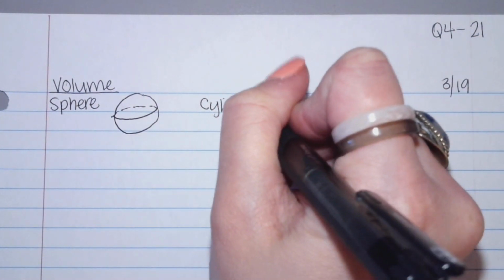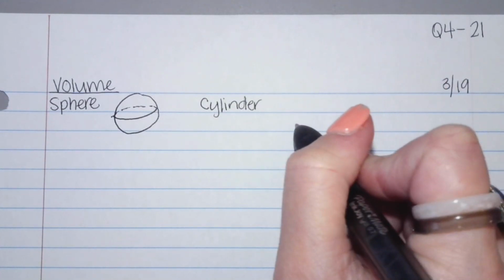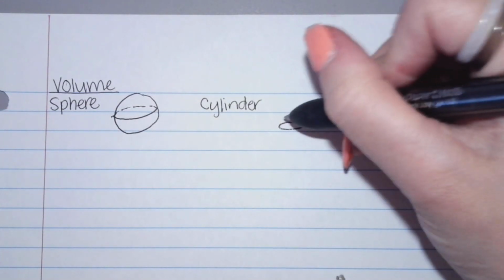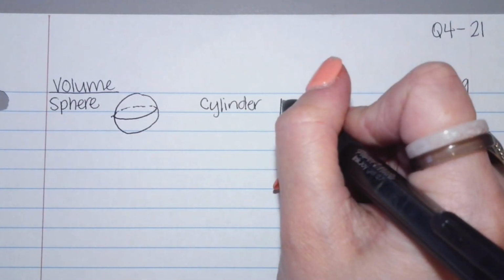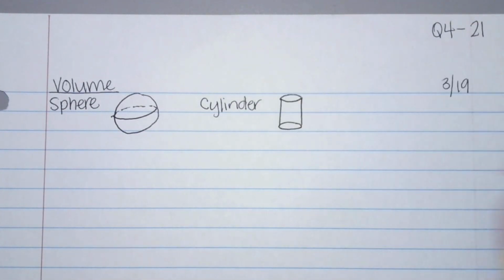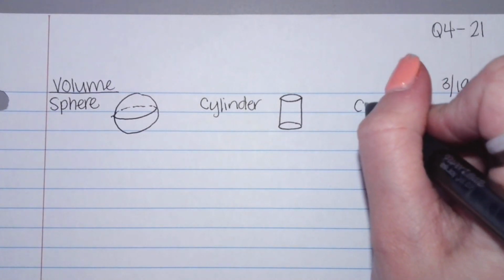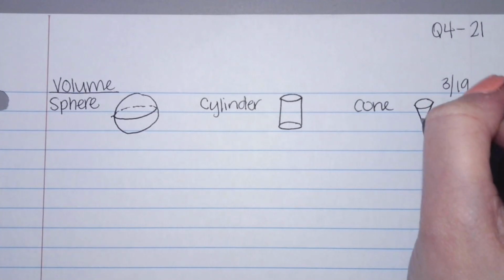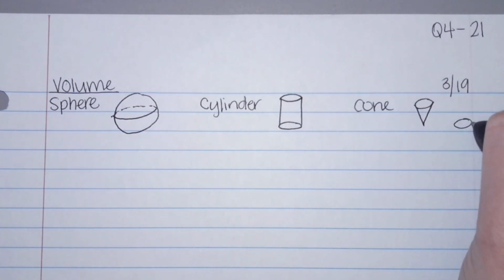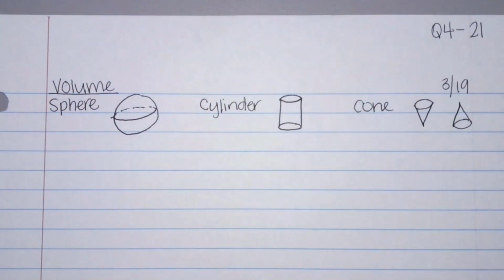Cylinder is kind of like a rectangular or triangular prism, but the base of that prism is a circle. So think kind of like a Coke can. And then cones look a lot like an ice cream cone. They can be upright like that, or they can be upside down like this. Okay. In 8th grade math, you're given these formulas.